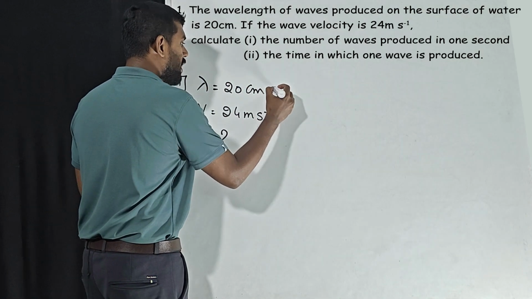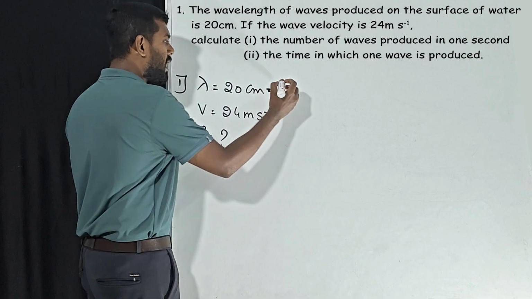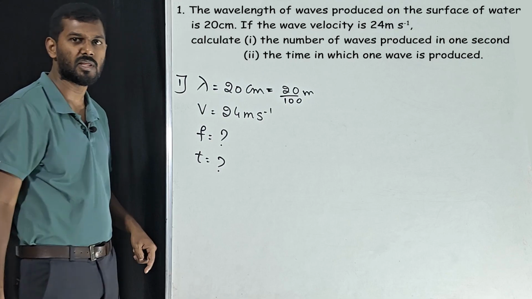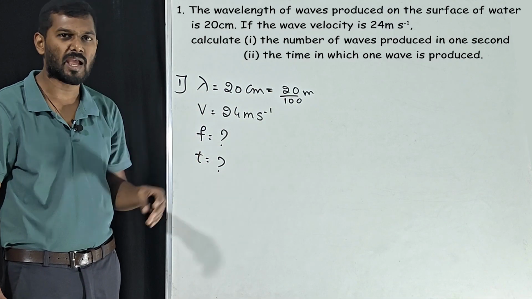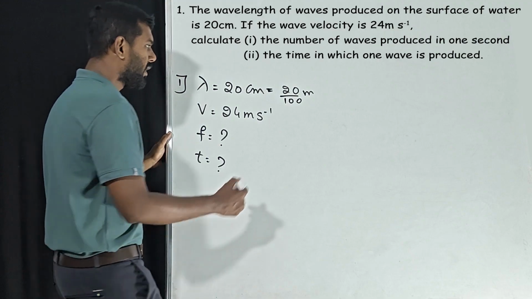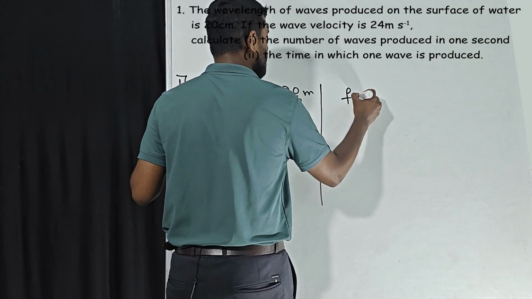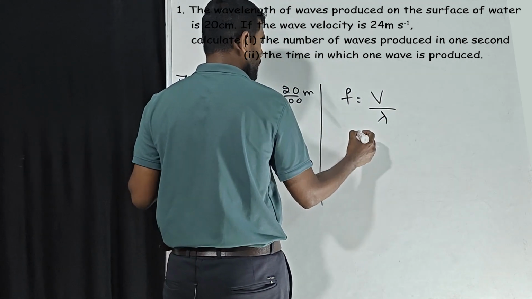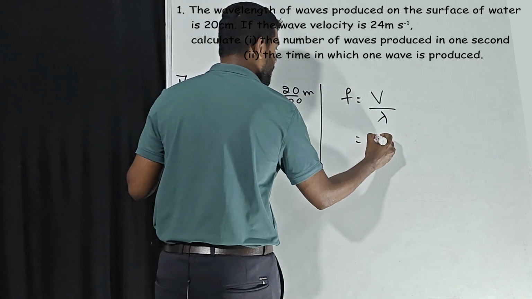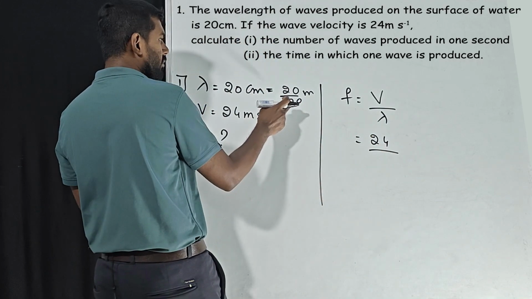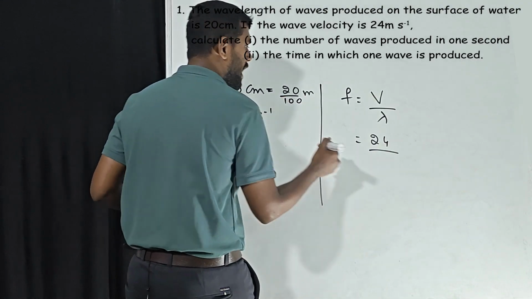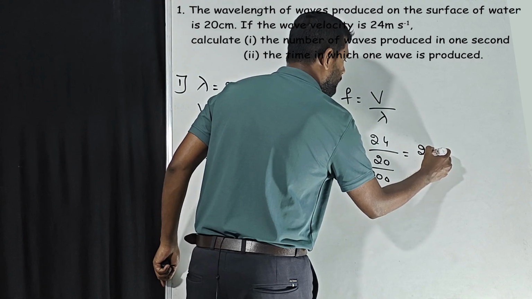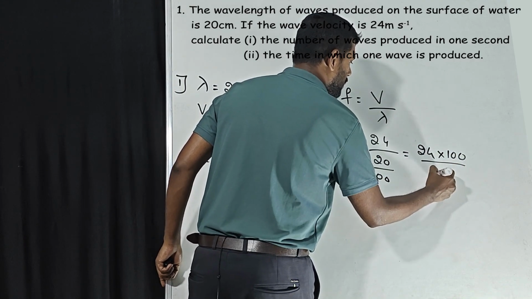So you can write it as 0.2 meters, or you can write it as 20 by 100. The same thing we can substitute in the values, so that a few values will get cancelled instead of getting a decimal directly. Now what is the formula? Frequency is equal to velocity by wavelength. Substitute the values: velocity is 24, divided by the wavelength, which is 20 by 100. Now we can write this as 24 into 100 by 20, correct?